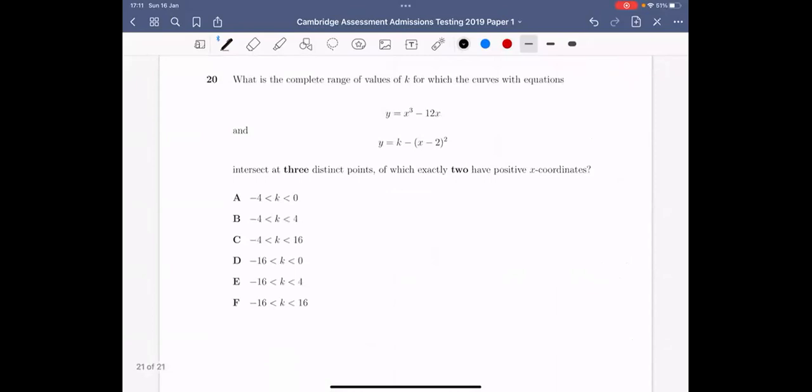Okay, finishing off with cubic, I think, for the last question. What is the complete range of values of k for which the curve with equations x cubed minus 12x and k minus that intersect at 3 distinct points and 2 have positive, wow.